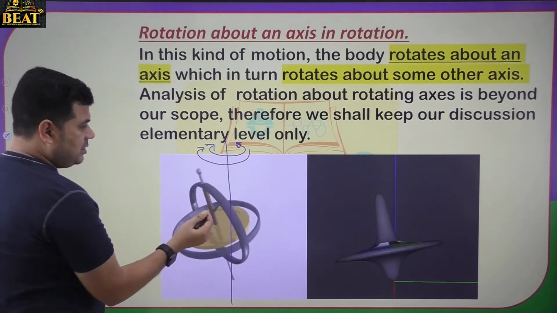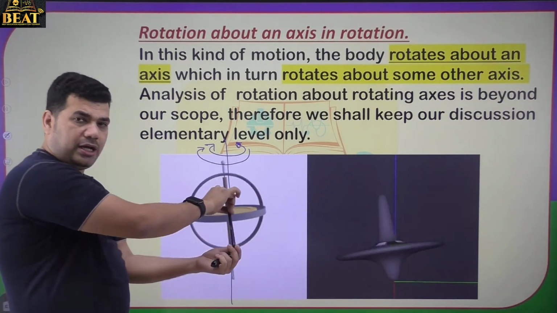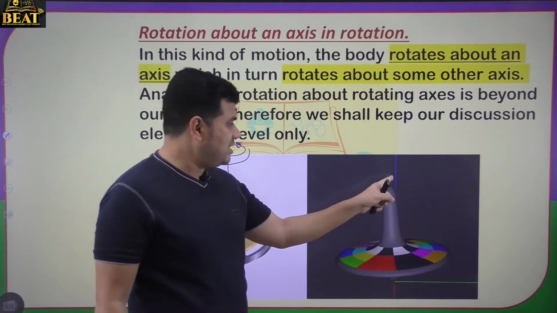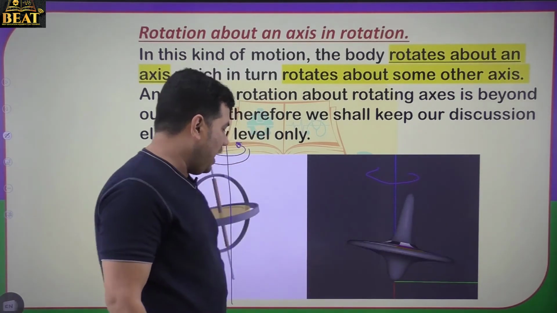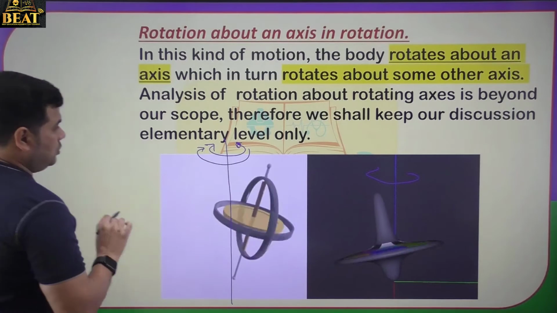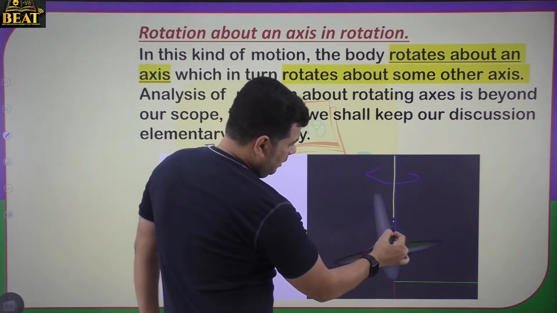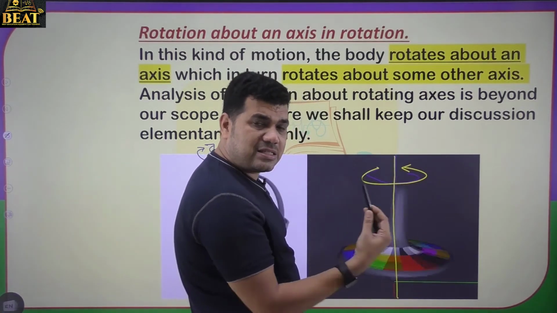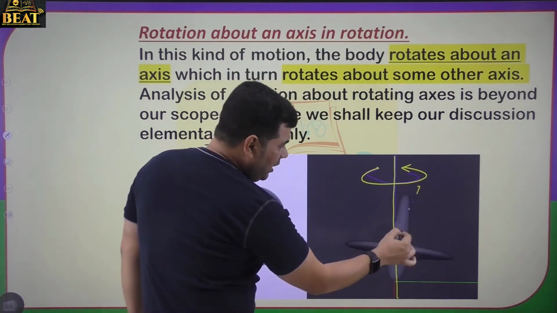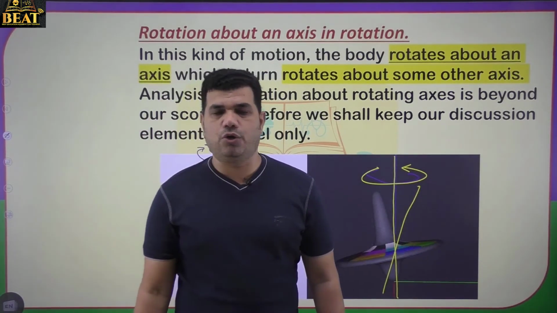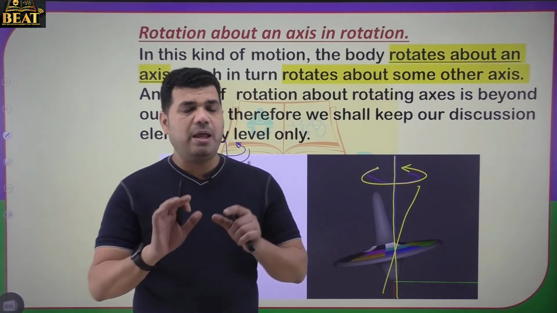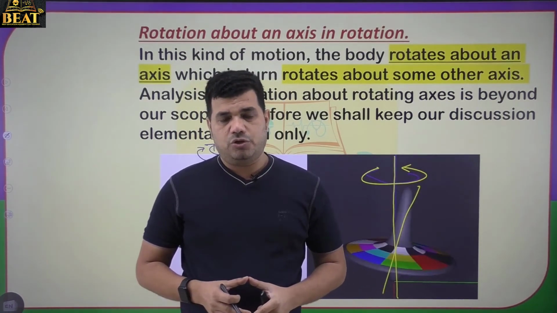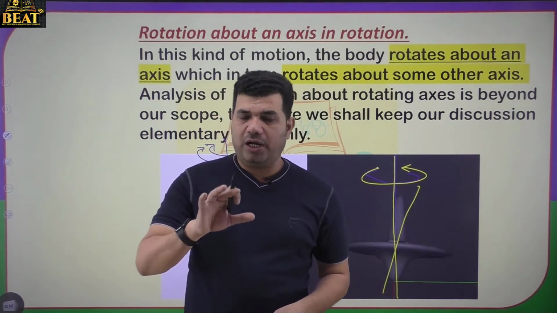It is rotating about this. Here, this axis is rotating like this. Okay? Here you can also see the axis about which the axis of the body is rotating. As you can see, this is the axis about which the body's rotational axis is also rotating, and the body is rotating about another axis. I hope you understood, right? So this type of motion is known as rotation about an axis in rotation.